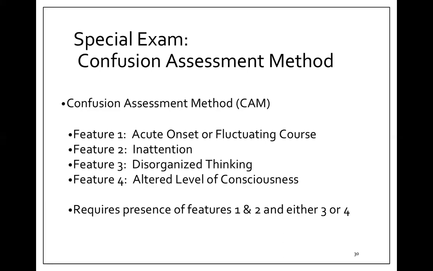Feature 2 is inattention, and this is an inability to focus. Oftentimes we assess this by asking somebody to count backwards by 20 if you feel like they could do that. Because counting backwards, you have to really pay attention. You have to focus. And then there's feature 3, which is disorganized thinking. Thinking is just kind of all over the map and doesn't make any sense at all. And then feature 4, an altered level of consciousness. So one moment they might be absolutely hyperactive and you can't get them to settle down. And then the next minute you can barely arouse them.